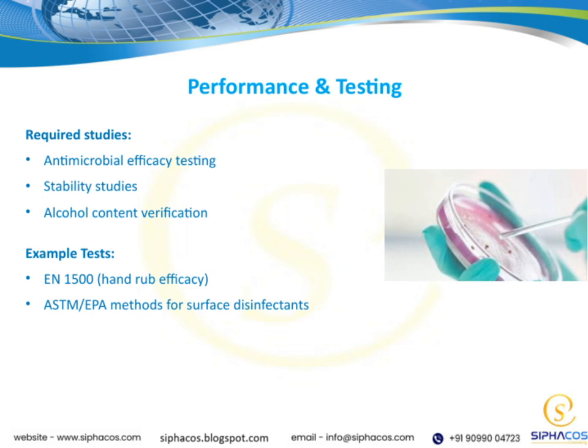To give you some examples, we often use standardized tests like N1500 to assess hand rub efficacy, which is a European standard. For surface disinfectants, ASTM and EPA methods are commonly employed. These recognized protocols help us validate that our product performs as intended, whether on hands or surfaces. Overall, these studies and tests form the backbone of our quality assurance process, ensuring that the product is both safe and effective for everyday use.